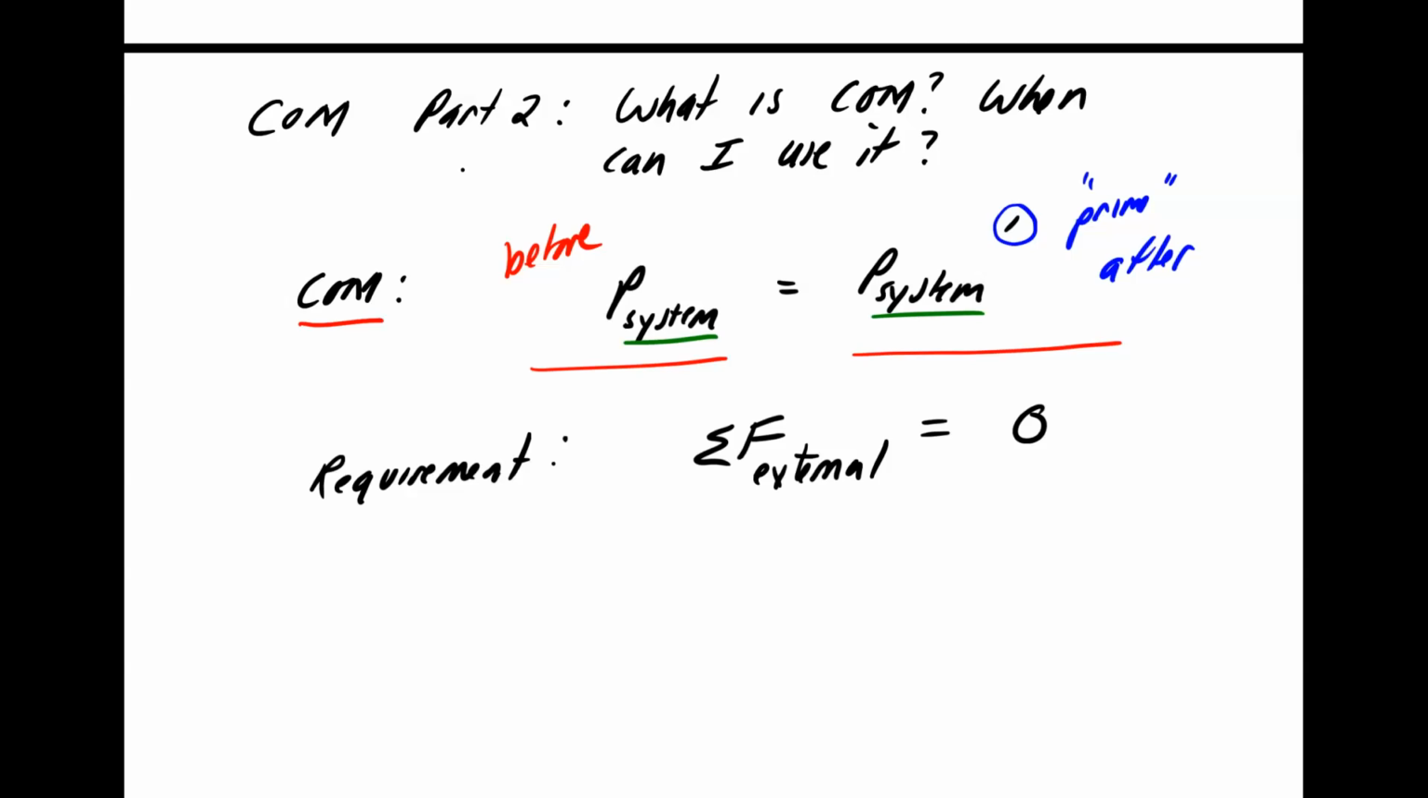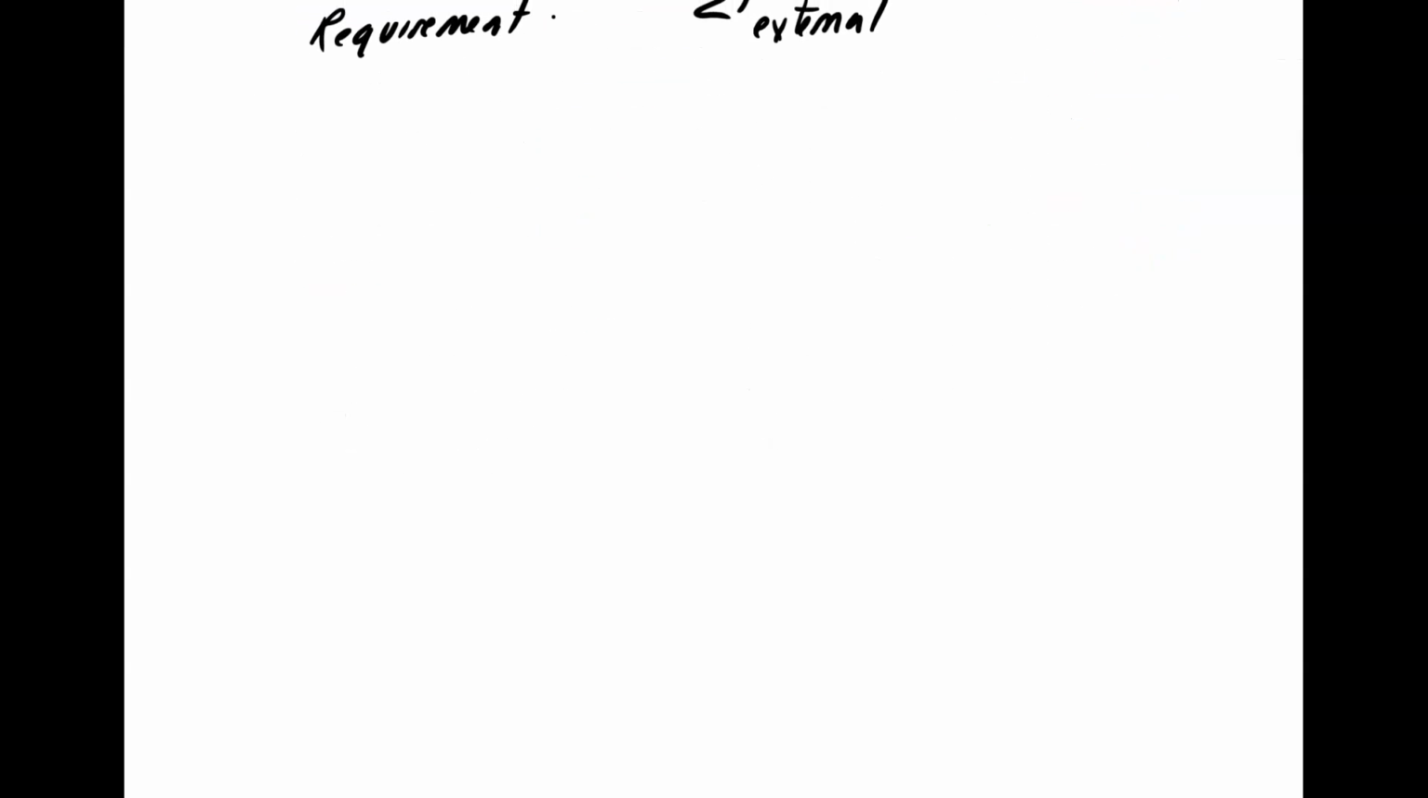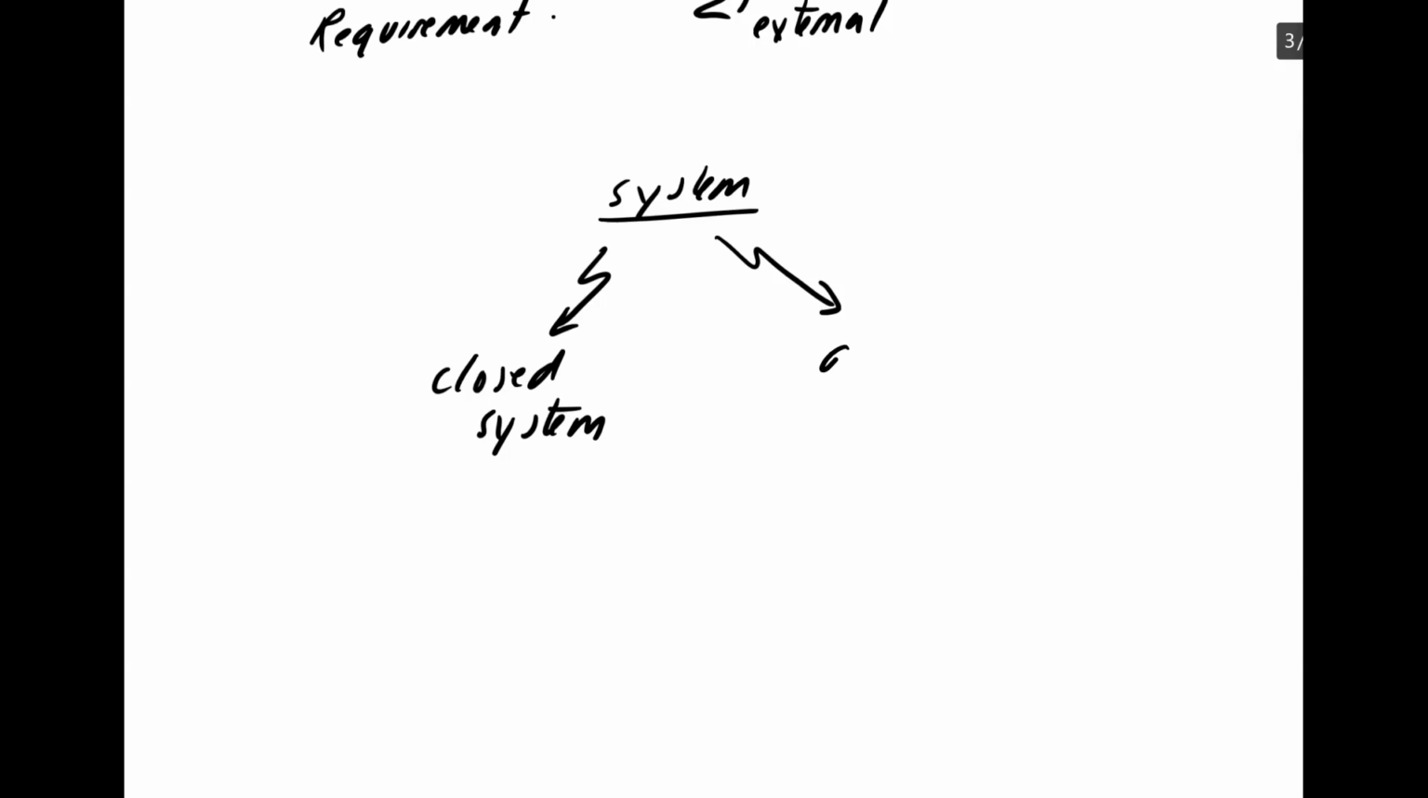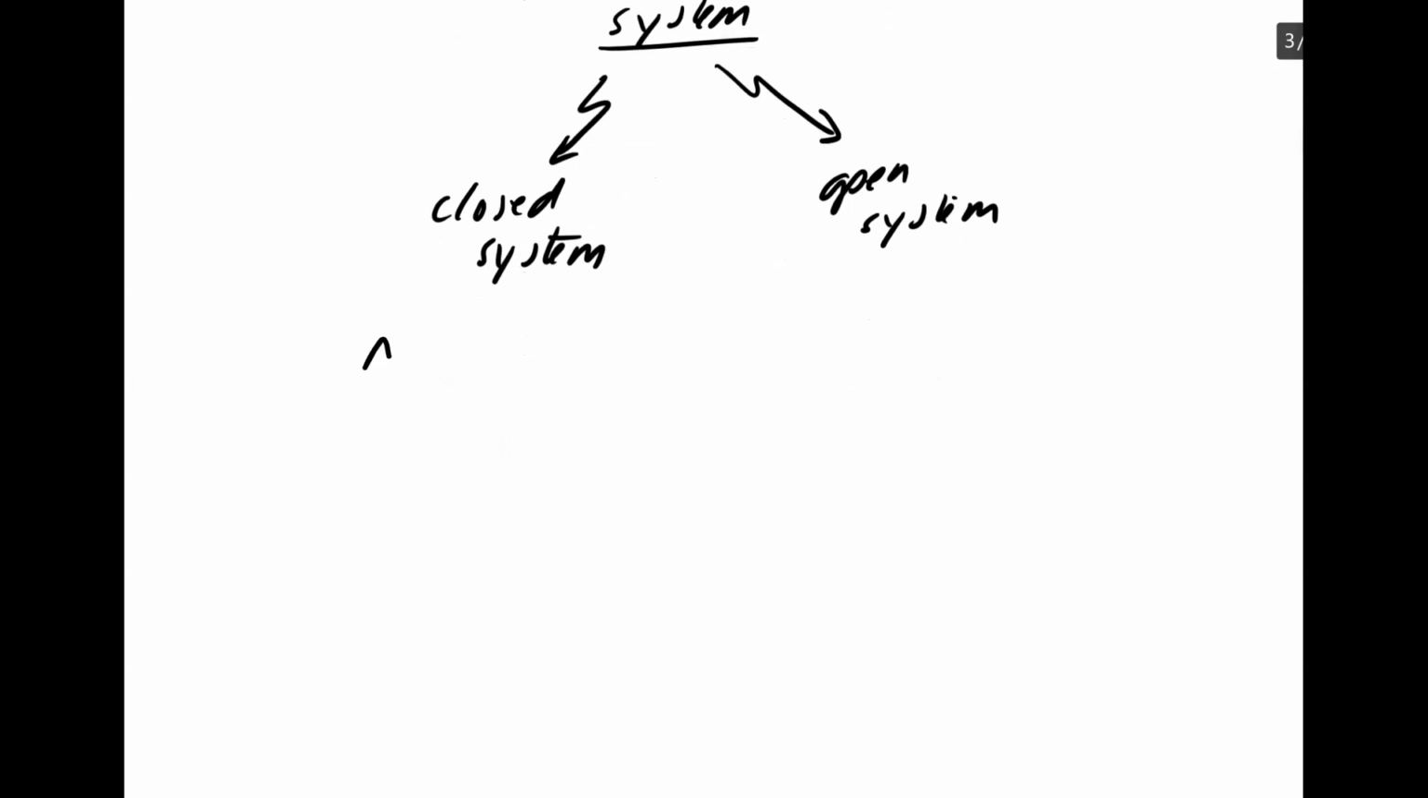Now, in determining if the sum of all the external forces is 0, it's helpful to think about your system. Our system of objects comes in two flavors, we'll say. You have a closed system, and you can have an open system. A closed system is one in which there are no external interactions.